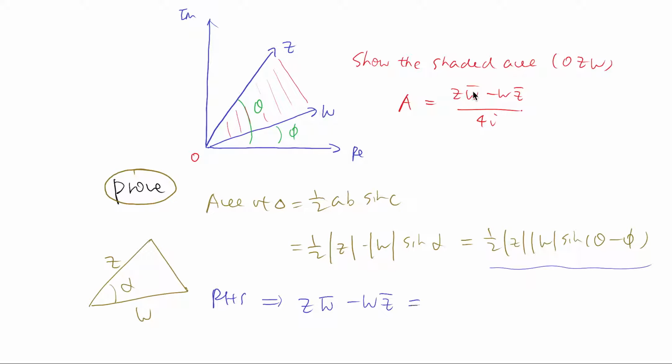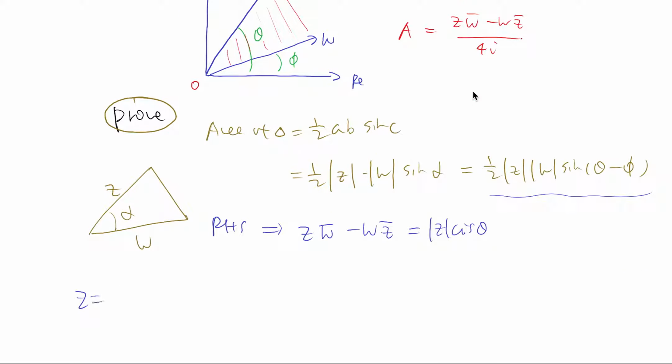So Z is r cis theta, right? Z equals r cis theta, and W equals r cis phi. These two r are different. One is r1 cis theta, one is r2 cis phi. So r1 is just the modulus of Z, r2 is just the modulus of W, and we turn them all into polar form. So Z is modulus of Z cis theta.